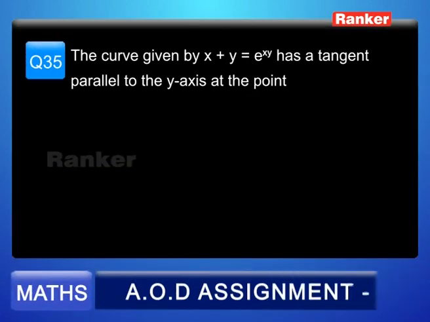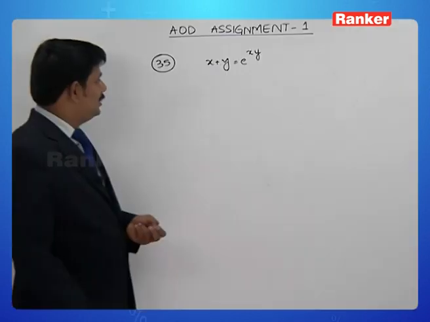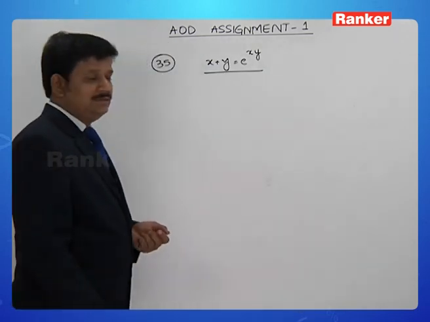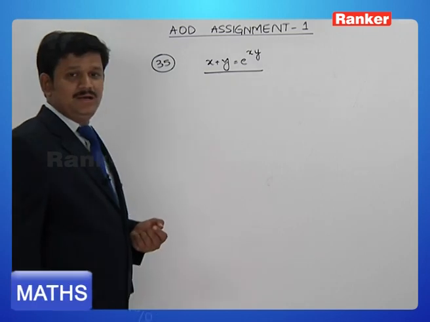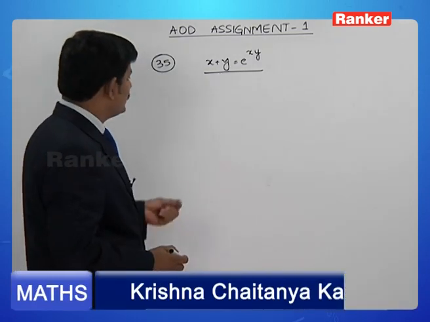Next question. For the curve given by x plus y is equal to e power xy, the point at which the tangent is parallel to the y axis is: option A 0, 1, option B 1, 0, option C 1, 1, and option D minus 1, minus 1. We have to find the point on this curve, the tangent at which is parallel to the y-axis.